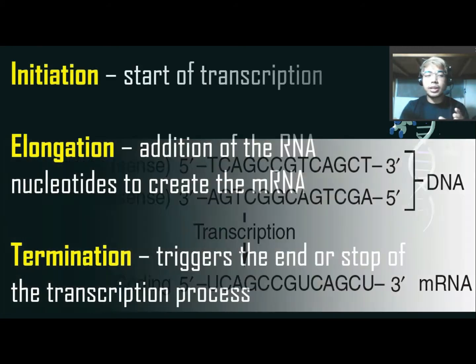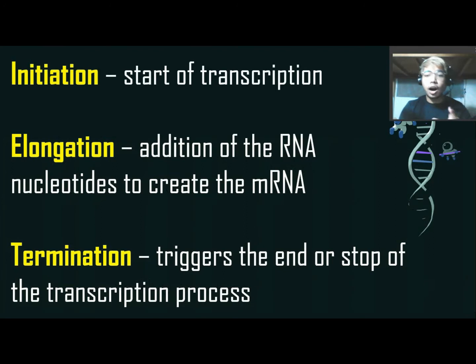So now, when it comes to DNA to mRNA transcription, it is actually divided into three major steps. The presence of initiation or the start, elongation or the addition of the RNA nucleotides to create the mRNA, and the third one is termination, which would trigger the end or the stoppage of the transcription process. How is the mRNA created?